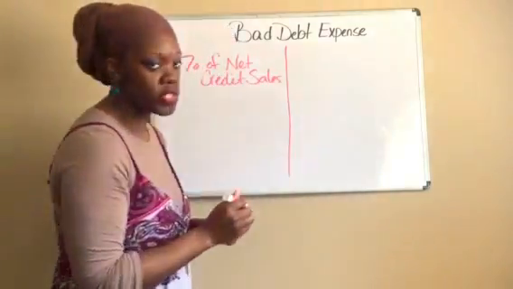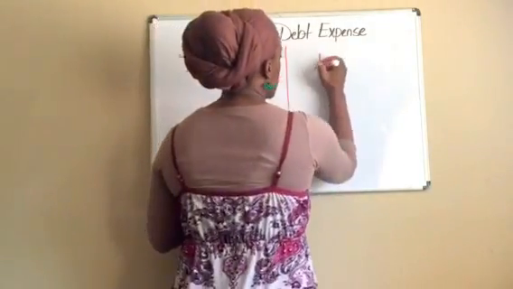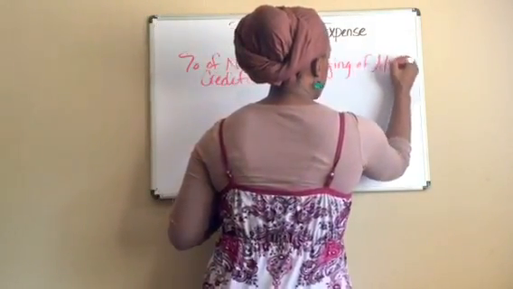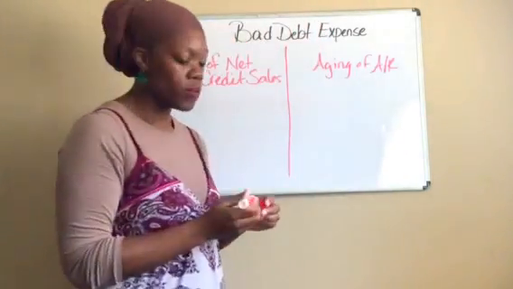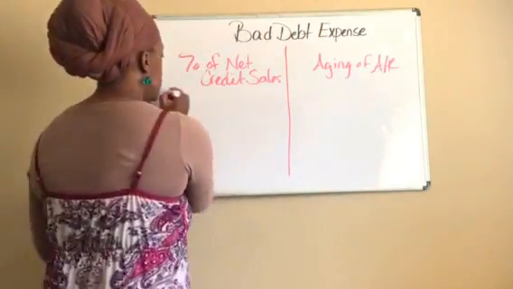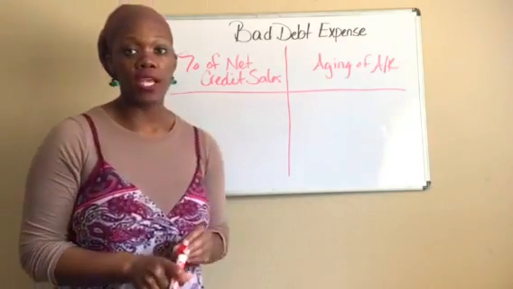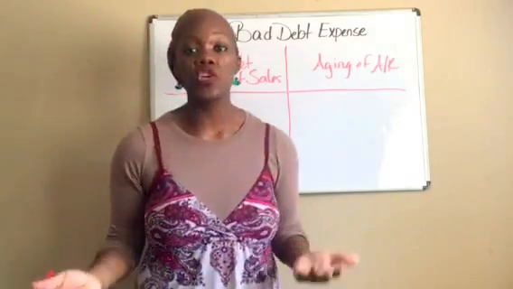And then on the other side, we have our aging of accounts receivable method. All right, so we have our aging of accounts receivable method. Two different methods to do the same thing. Under the percentage of net credit sales method, it's the easier method.